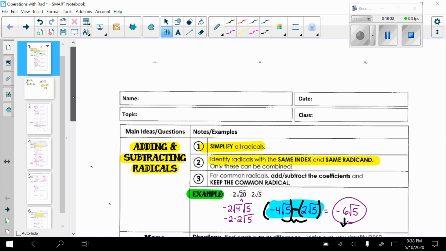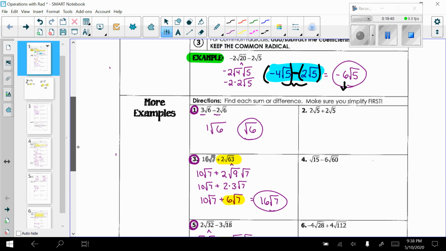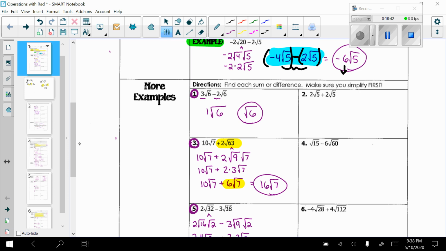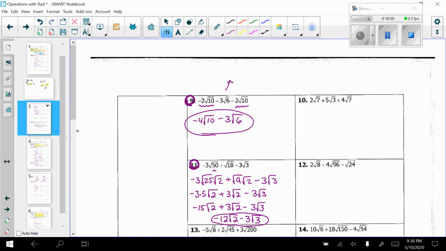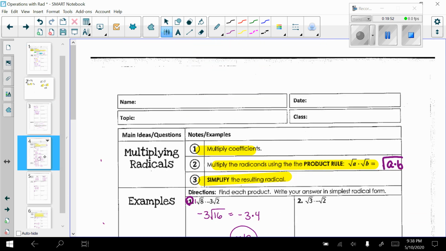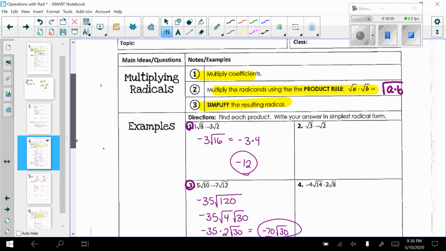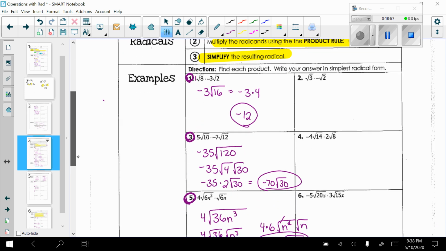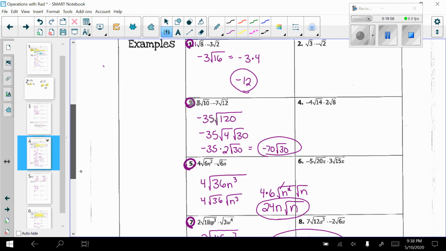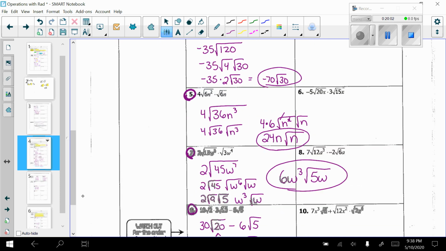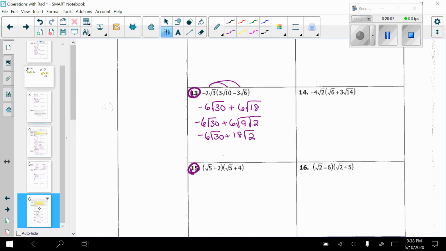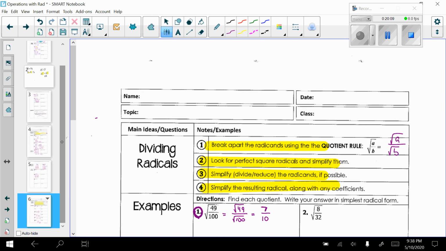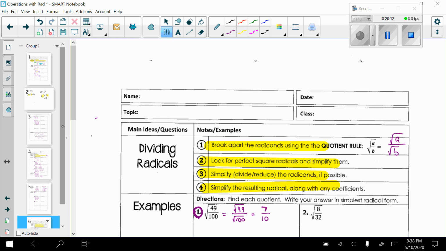The first 2 pages were adding and subtracting. You can only add or subtract like terms, and then make sure you simplify before you come to the conclusion if you can add or subtract them. Then we covered multiplying. Multiply just as you would, just keep the outsides together and the insides together. Once you do that, go ahead and simplify it more. We covered some distributing, some foiling, and then some basic dividing. So those are all of your operations with radicals.